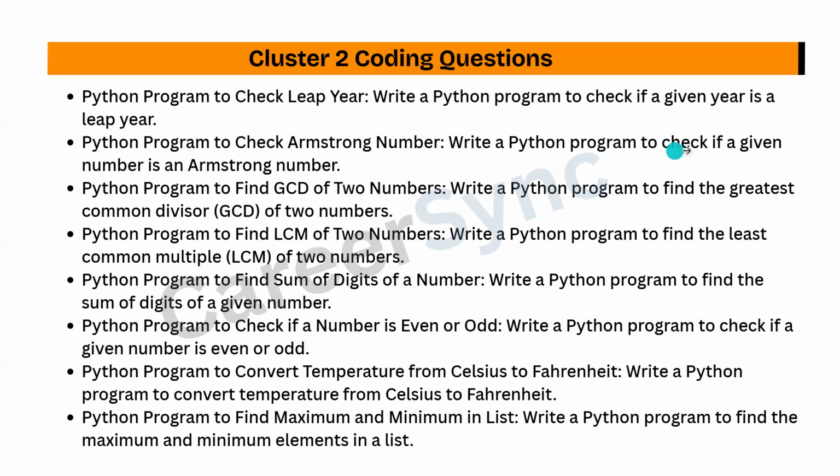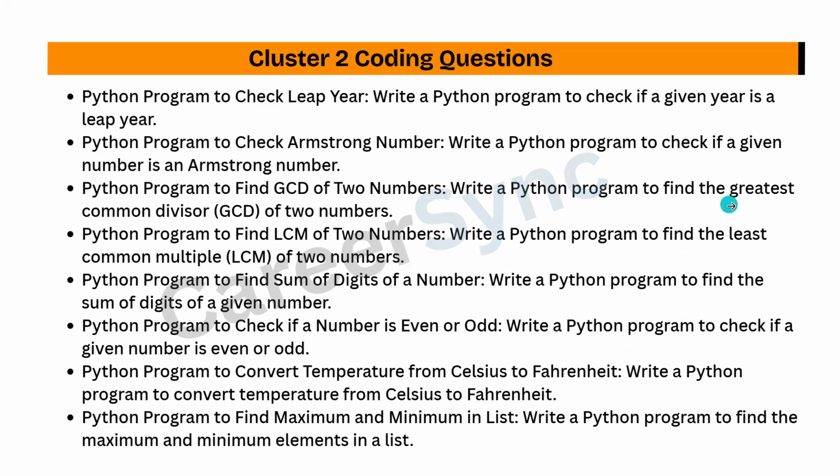Write a Python program to check if a given number is an Armstrong number. When you started programming, you have seen all these questions for building the logic. All these questions are logic building based, and they will ask you to write the code for each and every one. Python is very easy, so you should focus on the concept and the logic building. You can solve these questions very easily.